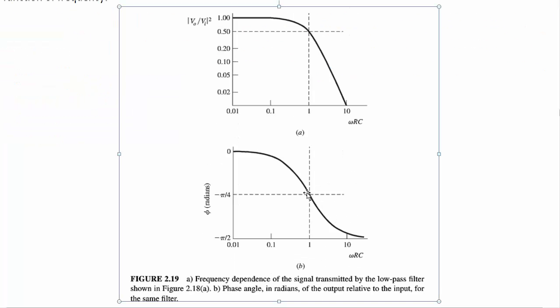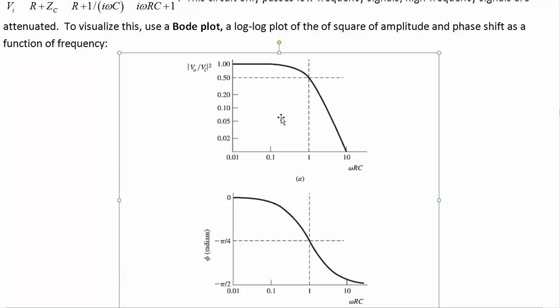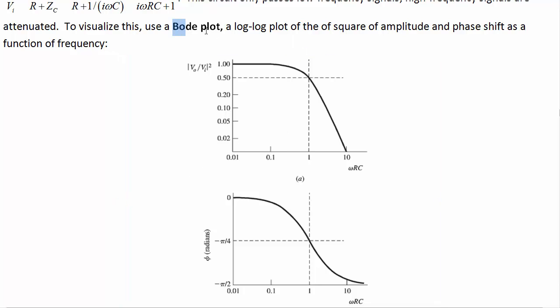What does the phase do? Phase starts off with no phase shift, and then a 90-degree phase shift as we go to high frequencies, with a 45-degree phase shift at omega RC equals 1, at what's called the 3 decibel frequency. We'll see why when we look at decibels. This kind of plot, where we look at the magnitude, the square of the magnitude, and the phase versus frequency on a log-log plot, is called a Bode plot.